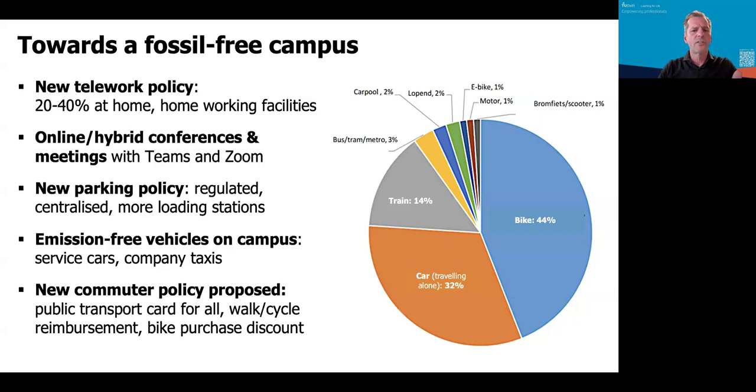We have online conferences like this one, a new parking policy, but very important is also that we are working towards a public transport card for all people, so that public transport use will be promoted. Because on the right-hand side, you see that still a lot of people come by car. Well, and this is the Netherlands, so most people come by bike, which in Delft is also the fastest way to get around. But the ratio of train and buses could be improved.